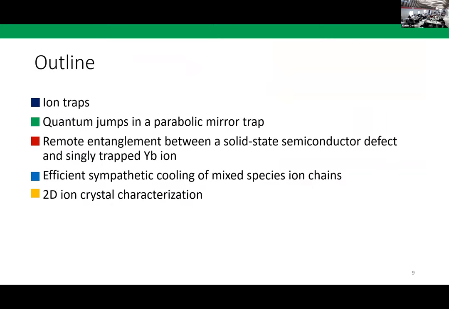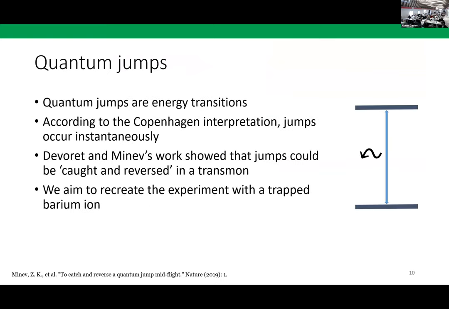So what do we actually do with this parabolic mirror trap? This is where we're getting into the quantum jumps experiment. So what is a quantum jump? That's an energy transition. According to the Copenhagen interpretation, these are transitions which occur instantaneously and spontaneously and are not predicted by the Schrodinger equation. However, work came out last summer by Devaray and Menev showing that they could tell when these jumps were beginning to occur and then catch or reverse this jump while it was occurring. We aim to recreate that experiment with a trapped barium ion.